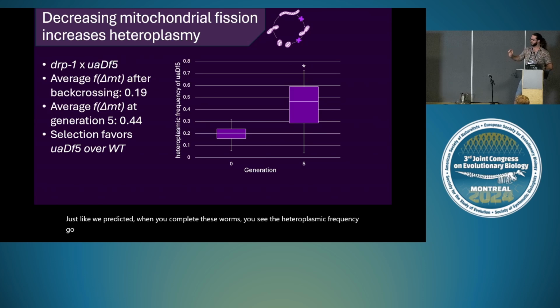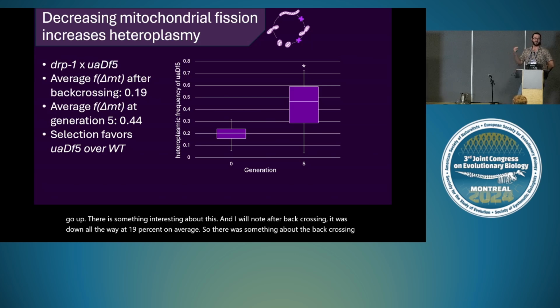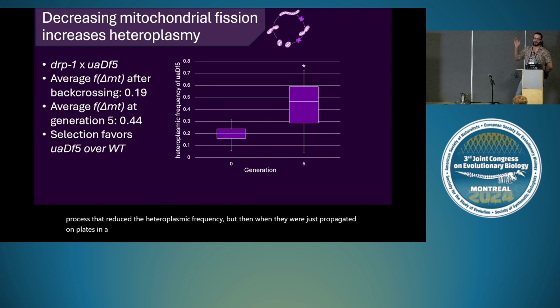There is something interesting about this, and I will note, after backcrossing, it was down all the way at 19% on average. So there was something about the backcrossing process that reduced the heteroplasmic frequency. But then when they were just propagated on plates in a bottleneck population, the frequency went right back up.